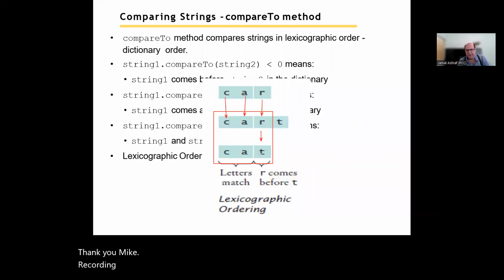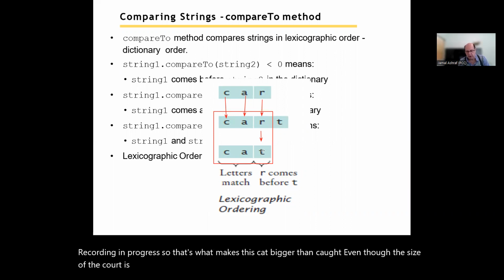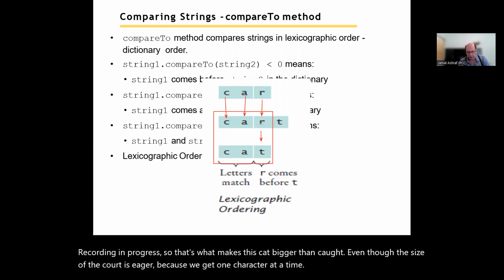So that's what makes cat bigger than cart, even though the size of cart is bigger. Because it checks one character at a time, cat is going to be bigger than cart, or it comes after it.